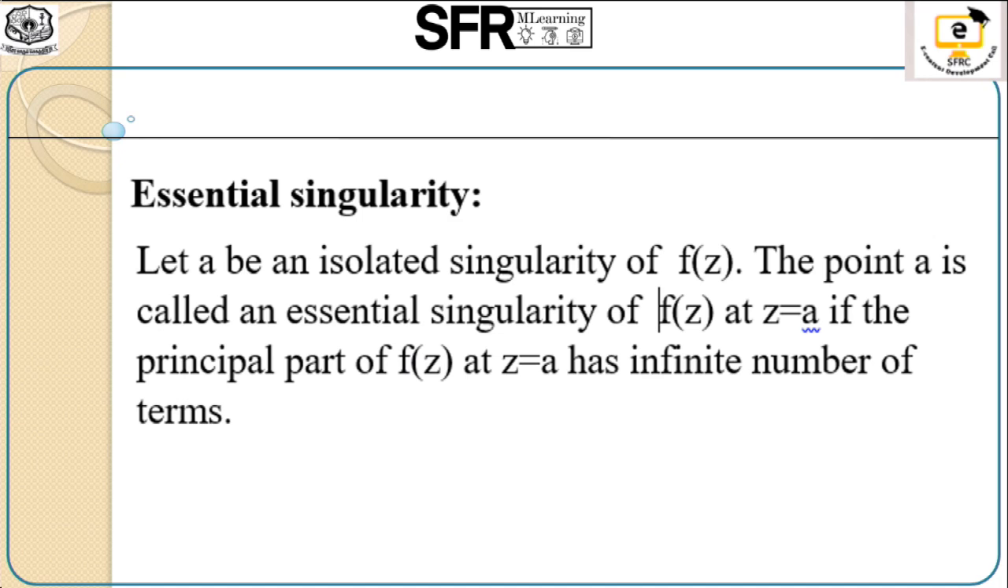The next one is essential singularity. An isolated singularity is called essential if the principal part has an infinite number of terms. If our principal part has an infinite number of terms, then we call that singularity essential.